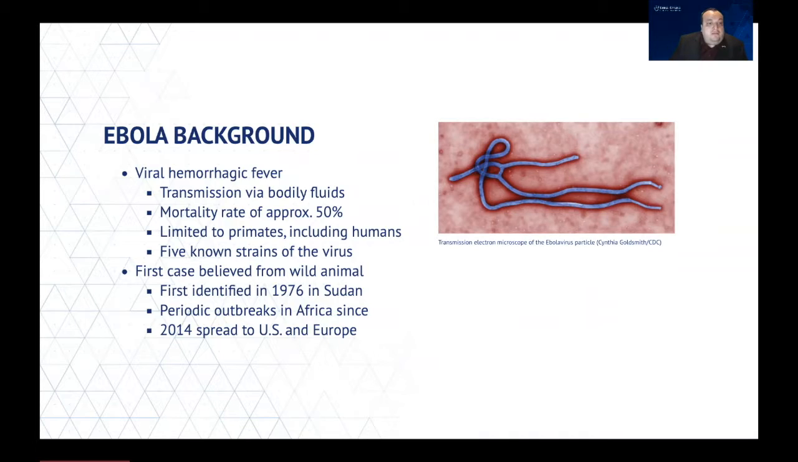Ebola is a viral hemorrhagic fever. Transmission occurs via bodily fluids. There's a mortality rate of approximately 50%, meaning that approximately 50% of all people who contract Ebola will die. This disease is limited to primates, including humans. There are 5 known strains of the virus. The first case is believed to have come from a wild animal. It was first identified in 1976 in Sudan. Periodic outbreaks have occurred since, and in 2014 they spread to the United States and Europe.